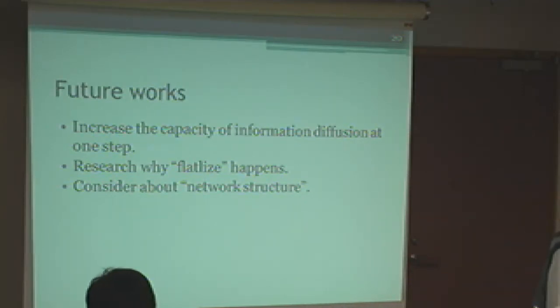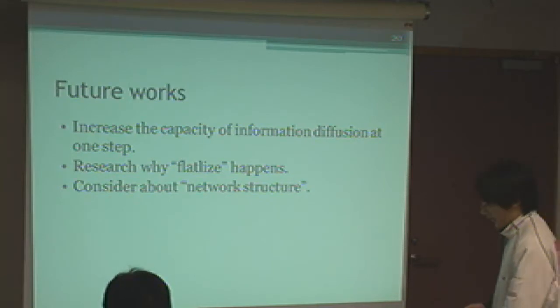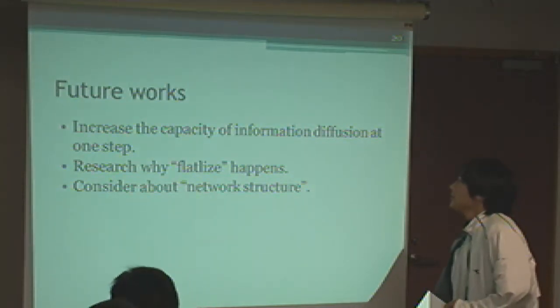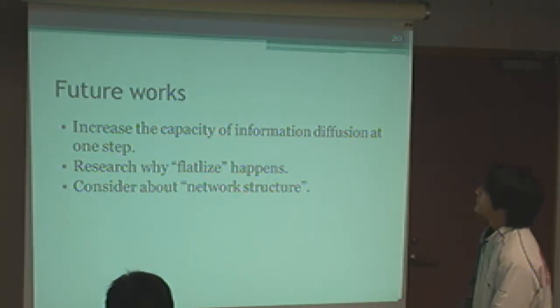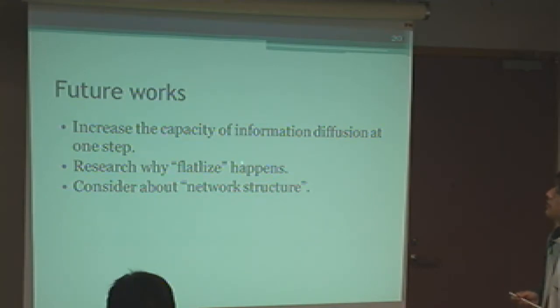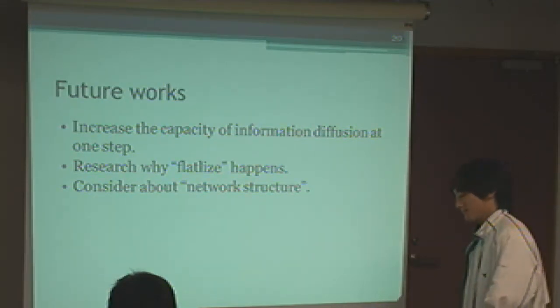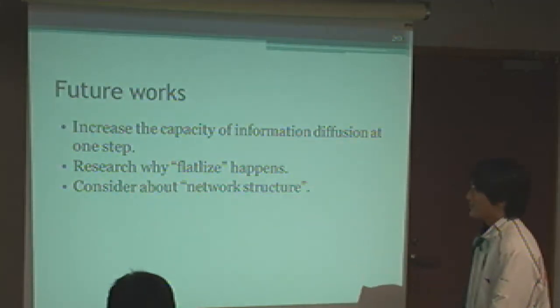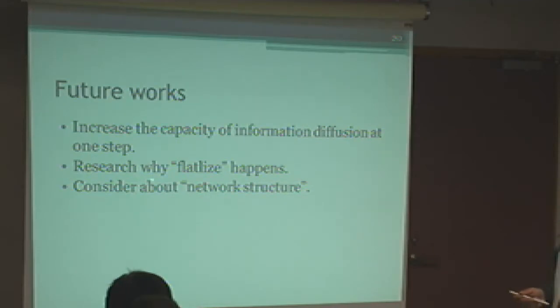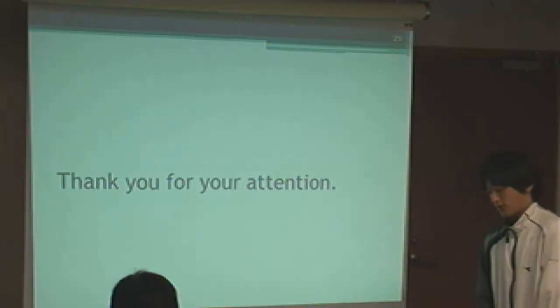And lastly, the future work of this paper they wrote. In this simulation, they can diffuse only one information at one step. So maybe if they can treat more information at one step, it will be fun. And research why flatterize happens. And in this simulation, they don't consider network structure, so consider network structure. That's all. Thank you for your attention.